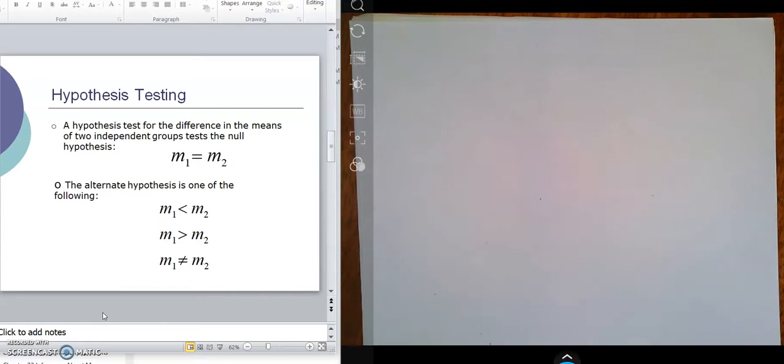Again, when we were using p's before, your null was always p1 equals p2. This time we're using means. So your null will always be m1 equals m2. You have to label which group is m1 and which group is m2. And then your alternate is going to be less than, greater than, or not equal to, depending on the situation.